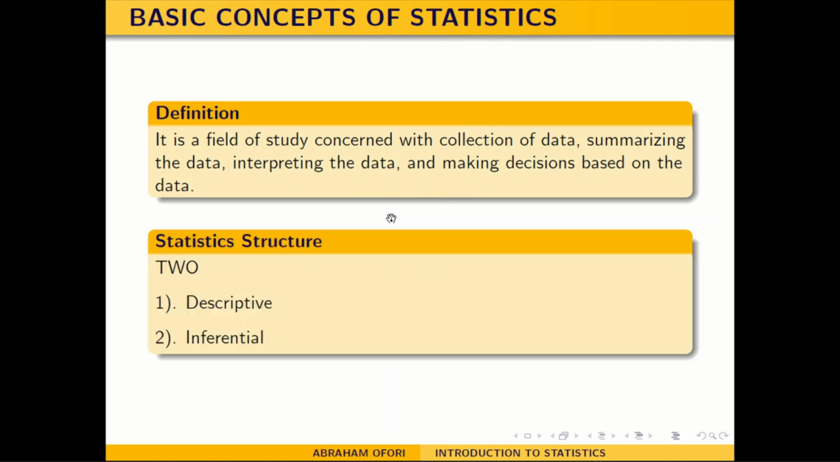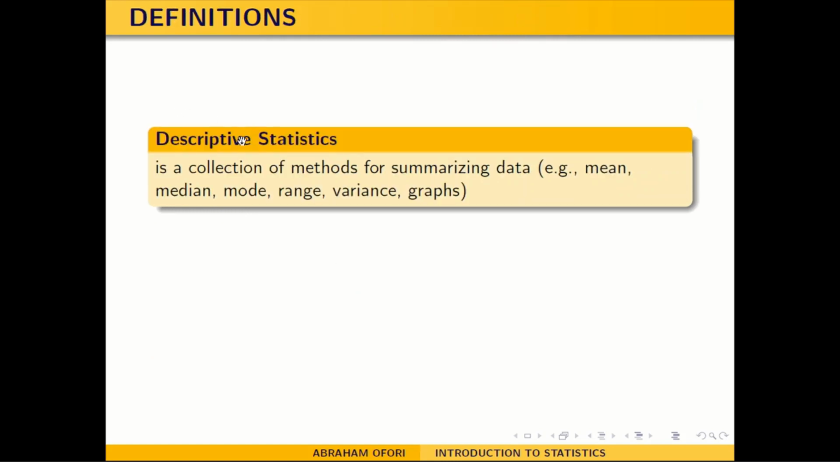Everything is clear now. Okay, so statistics is structured into two: we have the descriptive statistics and the inferential statistics. So let's look at them. The descriptive statistics is a collection of methods for summarizing data.